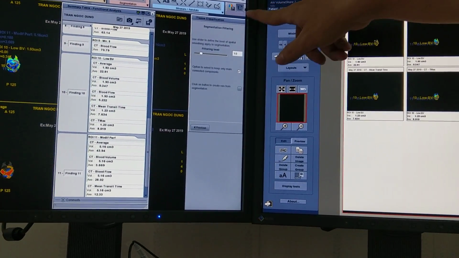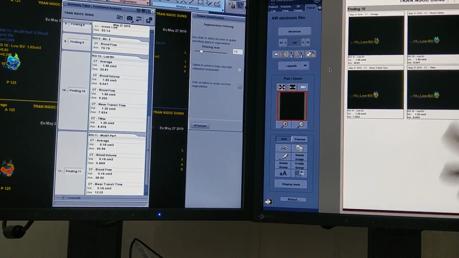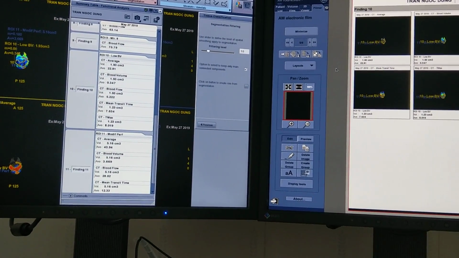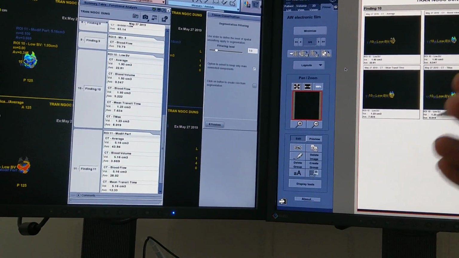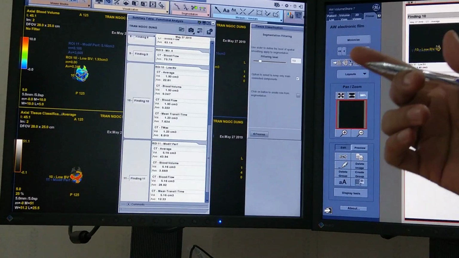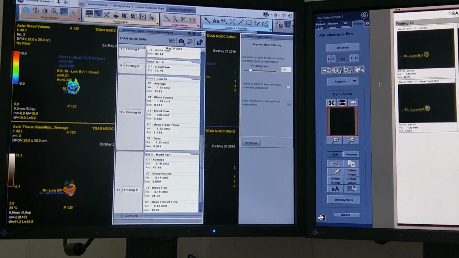Okay, let's see. Okay, there is another thing that I have to tell. This is some of the guidelines. How to decide whether to go to cath lab or not.